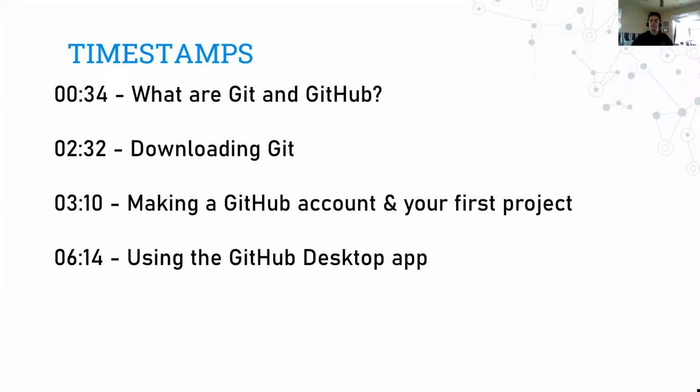This tutorial is going to have a few different sections to it. In this tutorial we're going to cover an introduction of what Git and GitHub are, how to install the appropriate programs to use Git and GitHub, and also how to set up our first project. I'm going to put the timestamps up for each section here, so you can skip around to a different part of the tutorial if you would like.